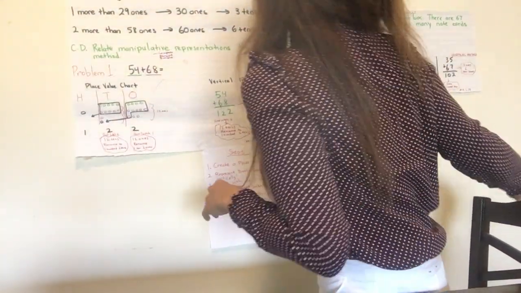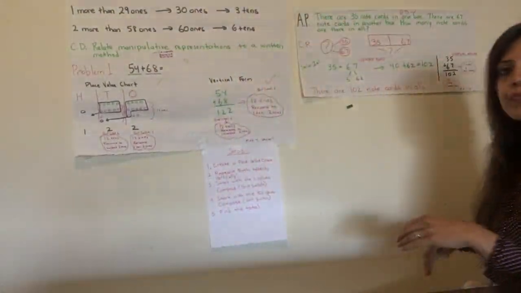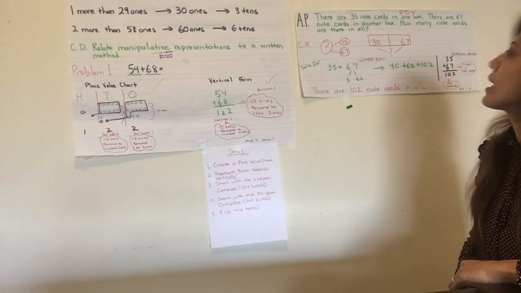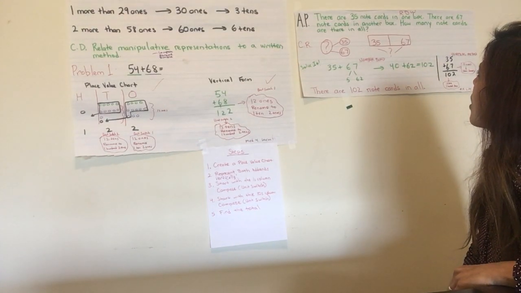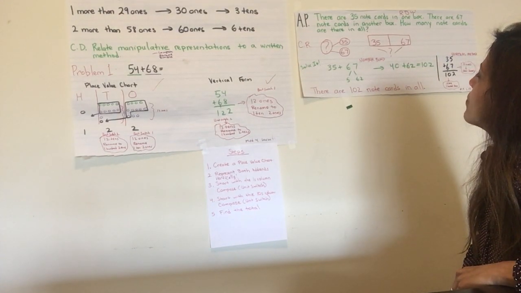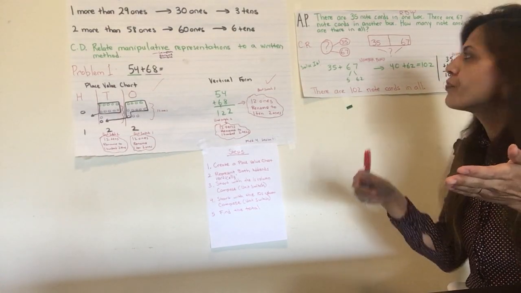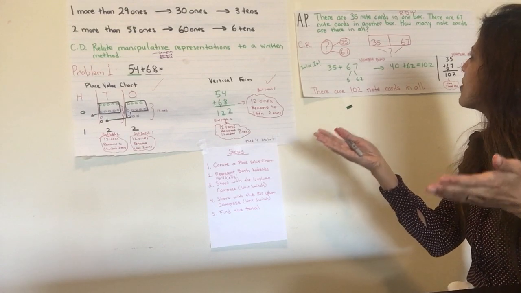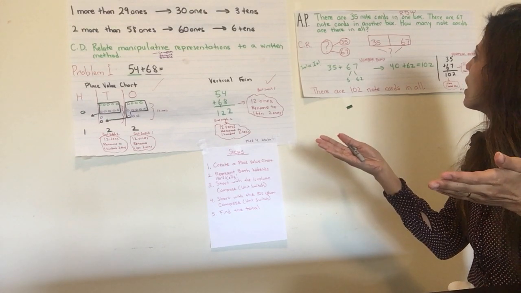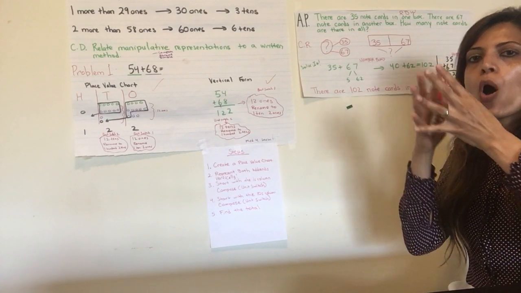Okay, so let me sit down so you can probably see it better this way. All right, so let's say that again. There are 35 note cards in one box. There are 67 note cards in another box. So 35 here, 67 here. Okay, how many note cards are there in all?